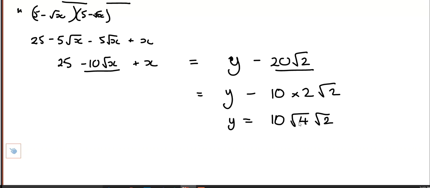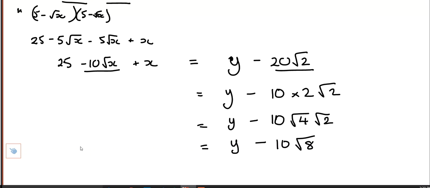Where did the 5 and the x and the minus go? That's expanding. No, that's not gone anywhere. I'm just not writing it. Sorry, that shouldn't be an equals. That should be a minus. Okay. I told you I haven't got time for questions. We'll have to do it next time. Then that's y minus 10 root 8. Because 4 times 2 under the root gives me the 8.